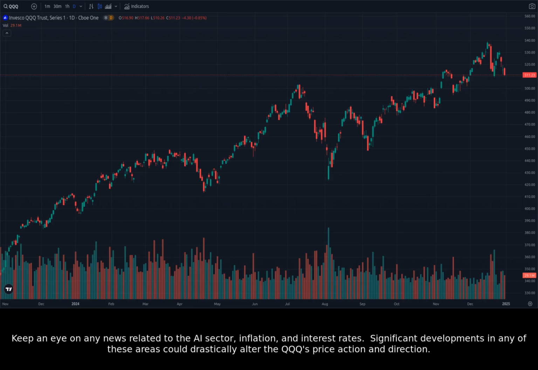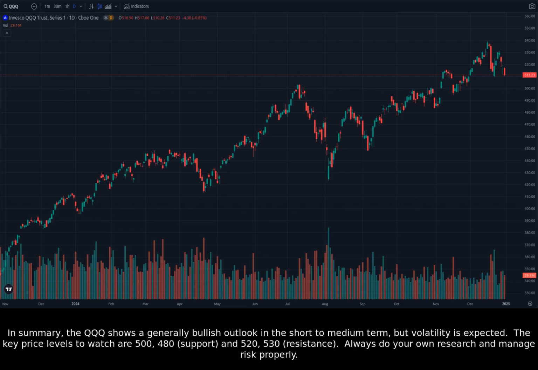Keep an eye on any news related to the AI sector, inflation, and interest rates. Significant developments in any of these areas could drastically alter the QQQ's price action and direction. In summary, the QQQ shows a generally bullish outlook in the short to medium term, but volatility is expected. The key price levels to watch are 500 and 480 support, and 520 and 530 resistance. Always do your own research and manage risk properly.